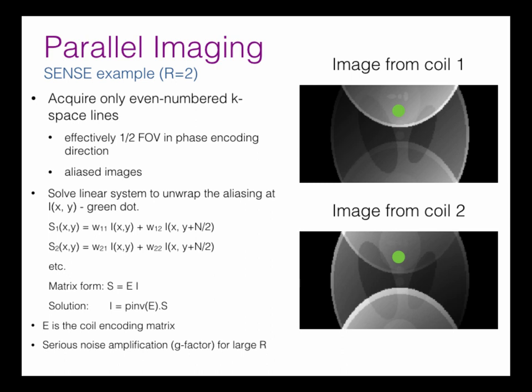The main problem is that this is not really an orthogonal matrix, so when we invert it, it can cause serious noise amplification, and so there's a huge body of work on trying to control that noise when you do this inversion. But basically, this is how parallel imaging works using what's called the SENSE method. And the example here is R equals 2, that's the acceleration factor.